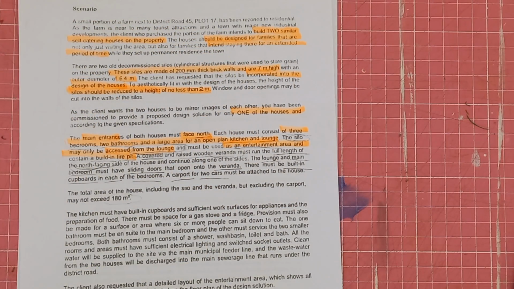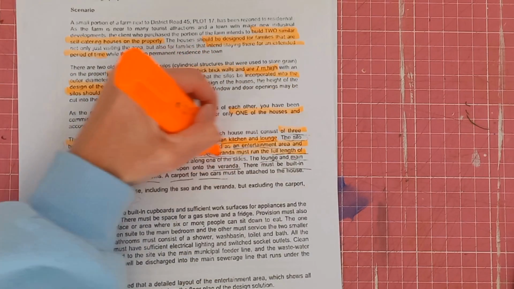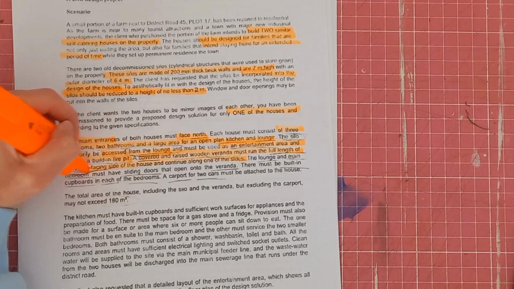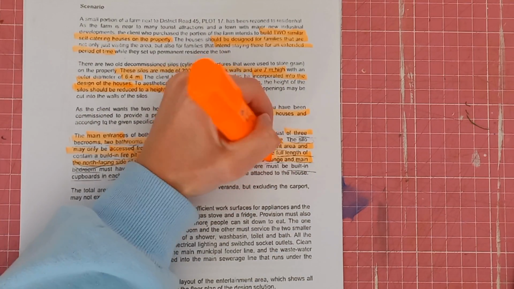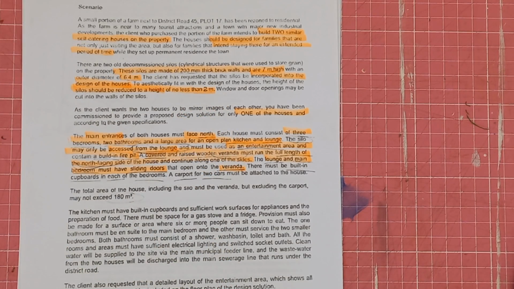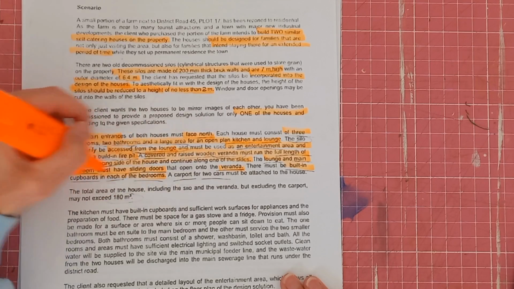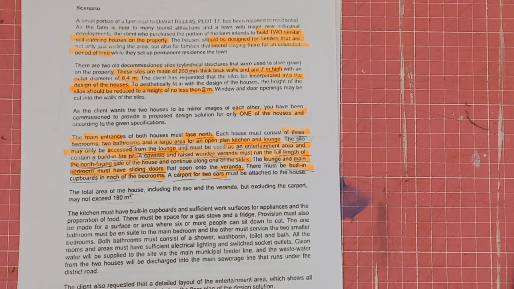The covered and raised wooden veranda must run the full length of the north-facing side of the house and continue along one of the sides. The lounge and main bedroom must have sliding doors onto the veranda. There must be built-in cupboards in each of the bedrooms. A carport for 2 cars must be attached to the house.